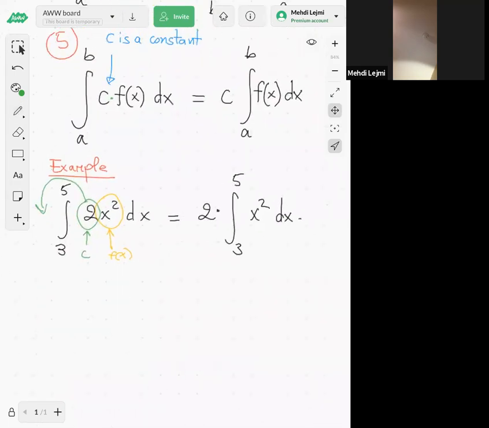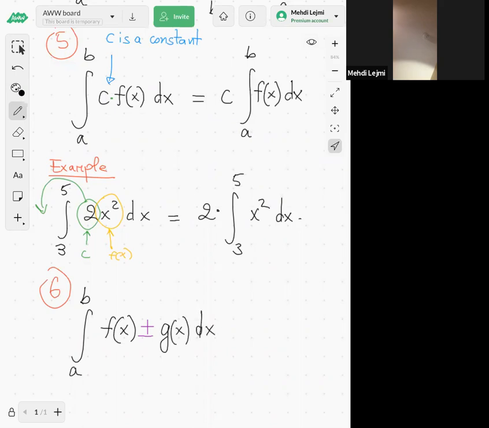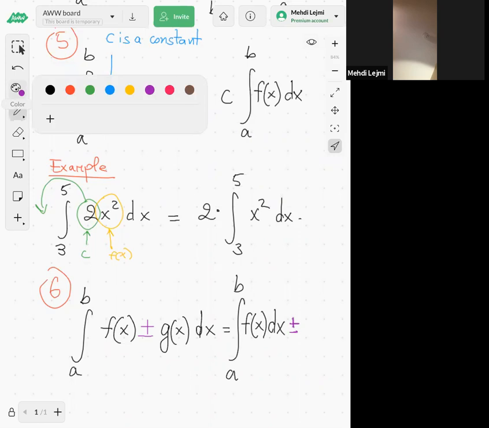Property number 6, you need to know. So if you have the integral from A to B of f of x plus or minus another function g of x dx, so if you have the integral of a sum of two functions or the difference between two functions, then it's easy to prove that this is equal to the integral of the first function plus or minus, depending on whether you have a sum or a difference, the integral of the second function.